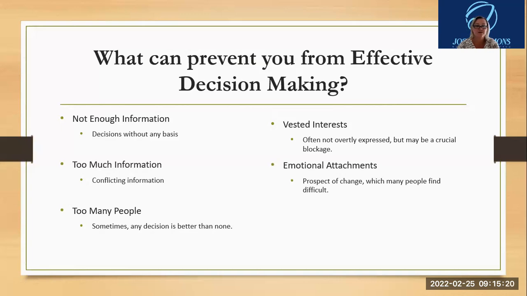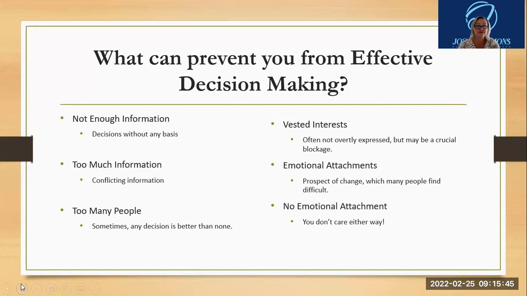Number 5 is emotional attachments. People are often very attached to the status quo. Decisions tend to involve the prospect of change. A lot of people find change difficult, so that can be a tricky one for some people to get past.